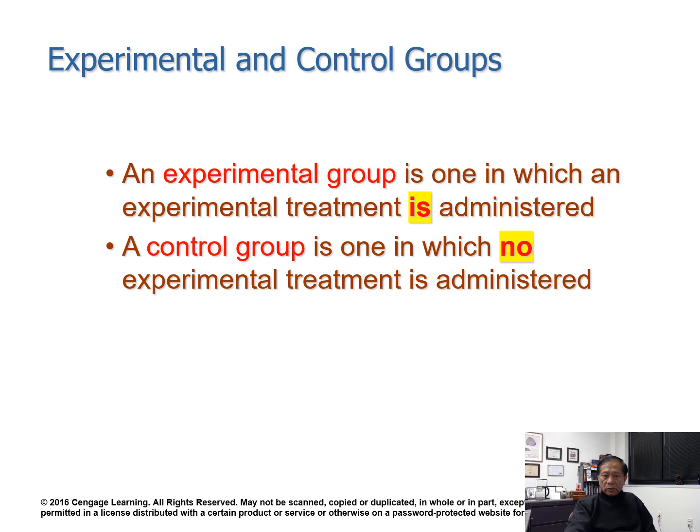In an experiment, we use an experimental group and a control group. What's an experimental group versus a control group? An experimental group is one in which an experimental treatment is administered. A control group is one in which no experimental treatment is administered. So you have two groups. In the experimental group, an experimental treatment, a different color or different lighting of the room, is applied. In the control group, no experimental treatment is administered, so you don't change the color or the lighting.